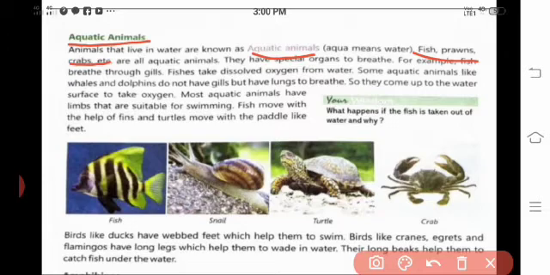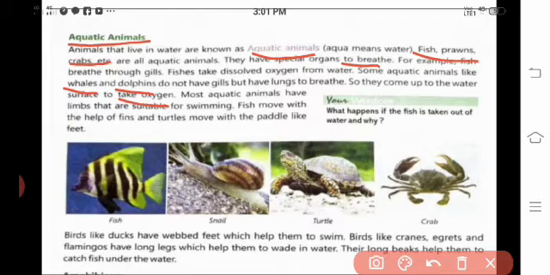They have special organs to breathe. For example, fish breathe through gills. Fishes take dissolved oxygen from water. Some aquatic animals like whales and dolphins do not have gills but have lungs to breathe. So they come up to the water surface to take oxygen.